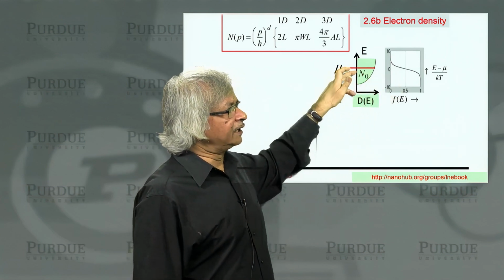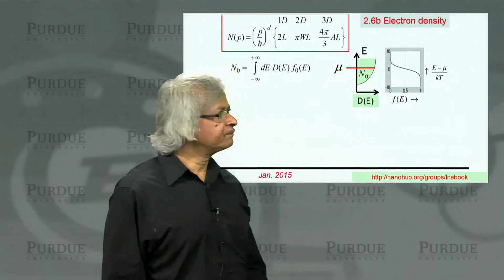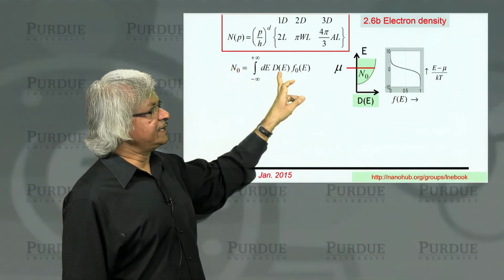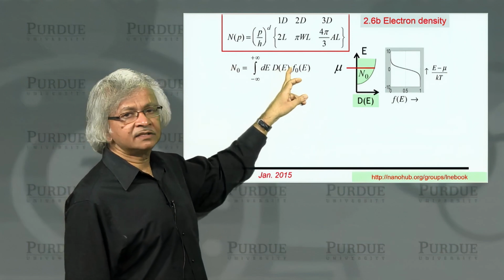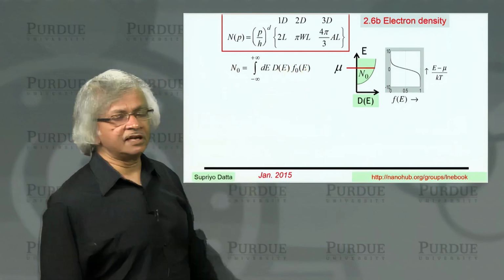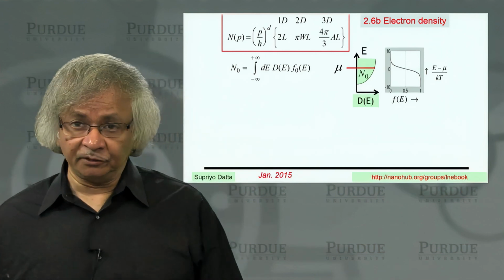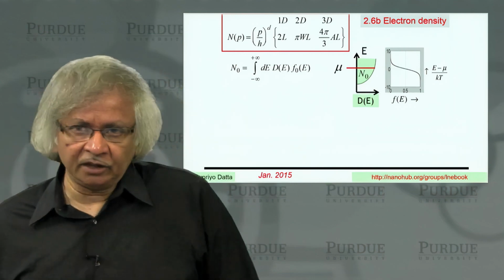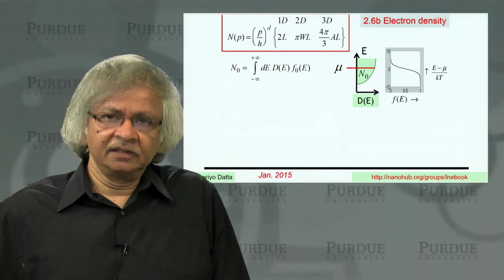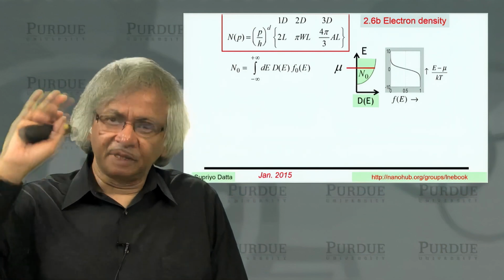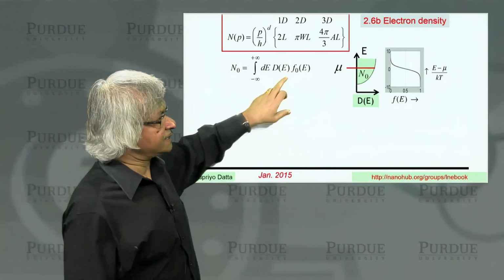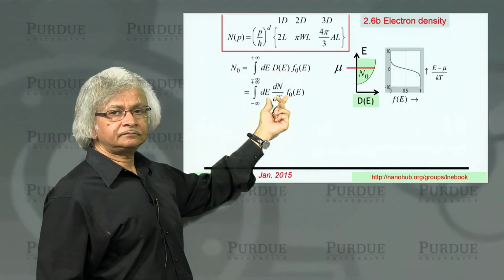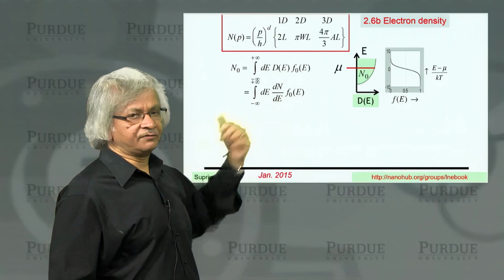Now, if you wanted to calculate the number of electrons, what you should do then is N0, the number of electrons, would be like D, the density of states, times F0. Density of states tells you how many states you have per unit energy. F0, the Fermi function, tells you if the state is occupied or not. So if you want the number of electrons, you should take the number of states and multiply it by whether it's occupied or not. So that's this. Now what's D? Well, that's the derivative of capital N. So you have dN dE times F0.